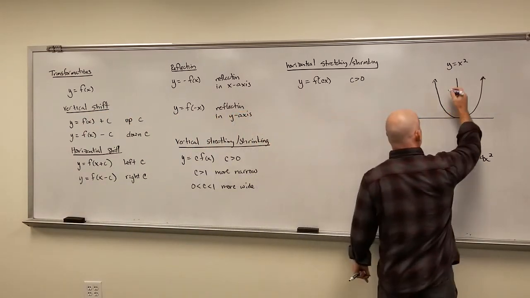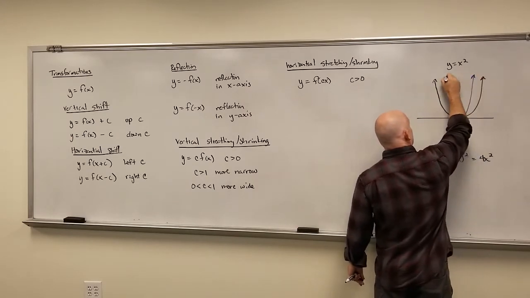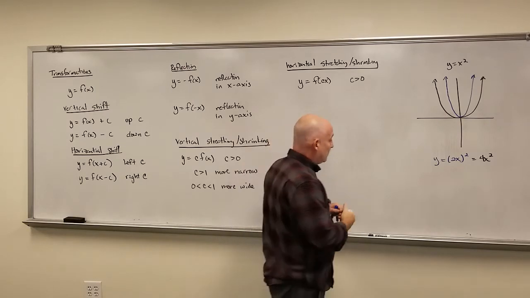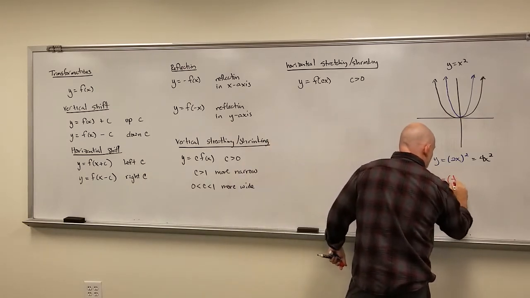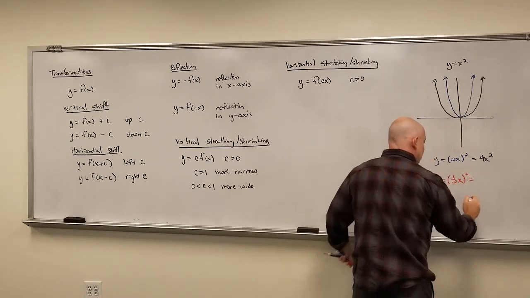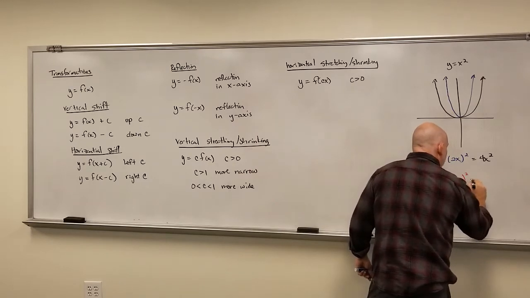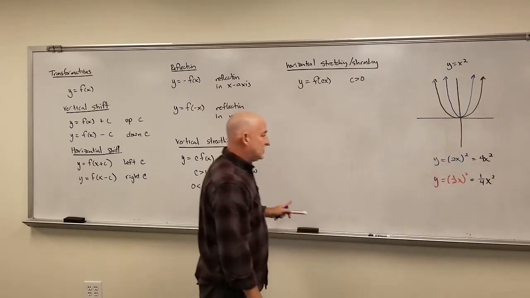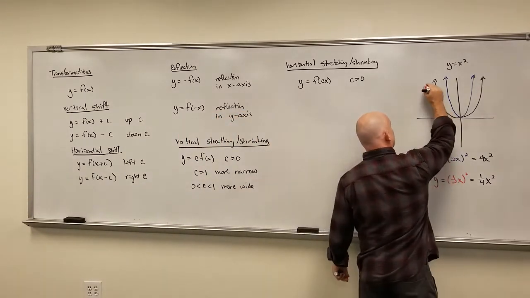So it's actually going to look like that. And with the exact same reasoning, if we had a fraction in there, (1/2 x) squared, if we simplified that, we'd end up with the same case over here, which would actually just make the graph wider.